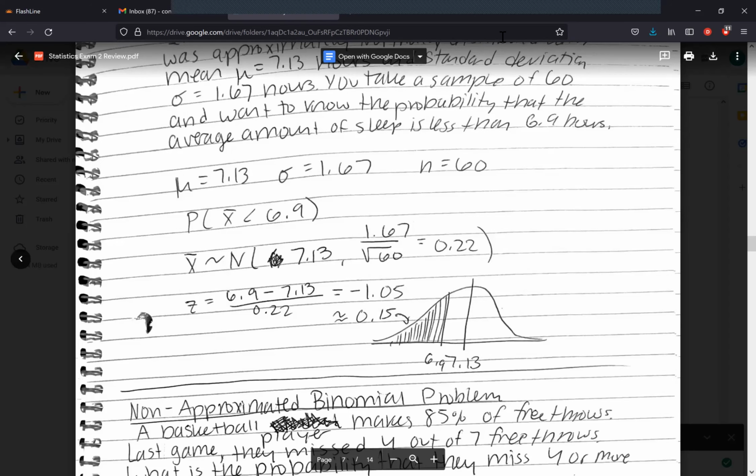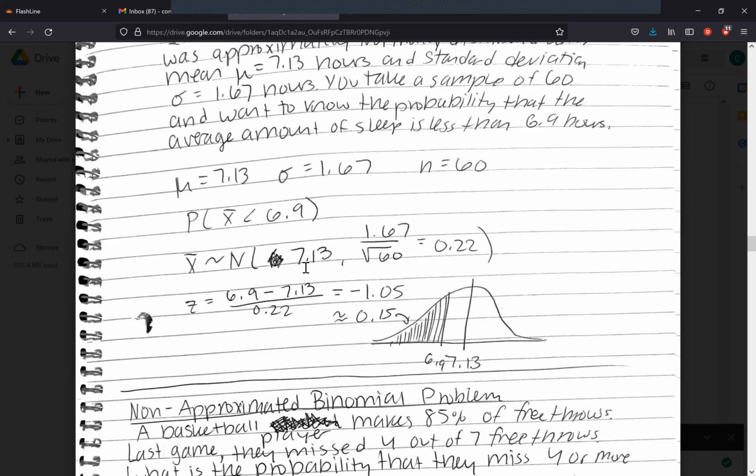Going back to the distribution of the sample mean, the sample mean is just the population mean, mu, 7.13, and the sample standard deviation is the population standard deviation 1.67 divided by the square root of the sample size, radical 60. If you do that, you get a sample standard deviation of 0.22.